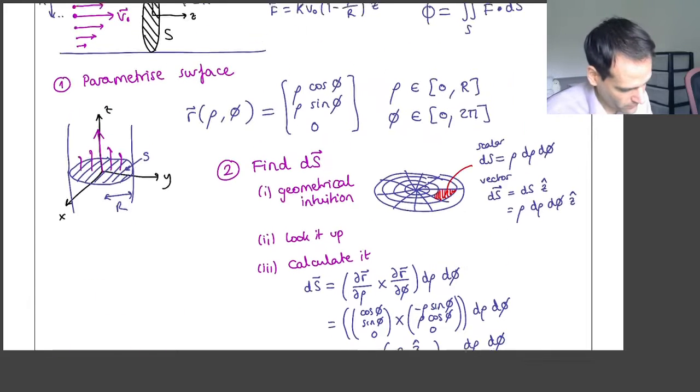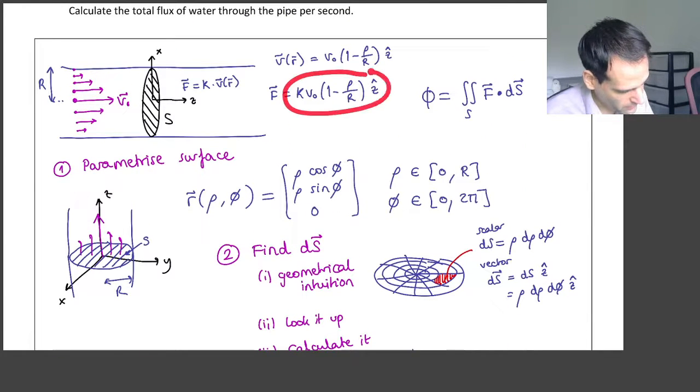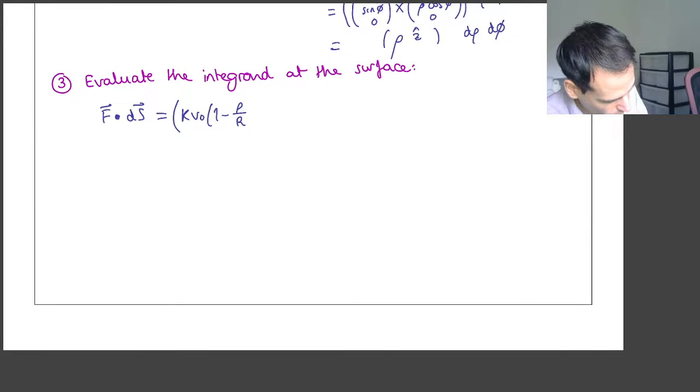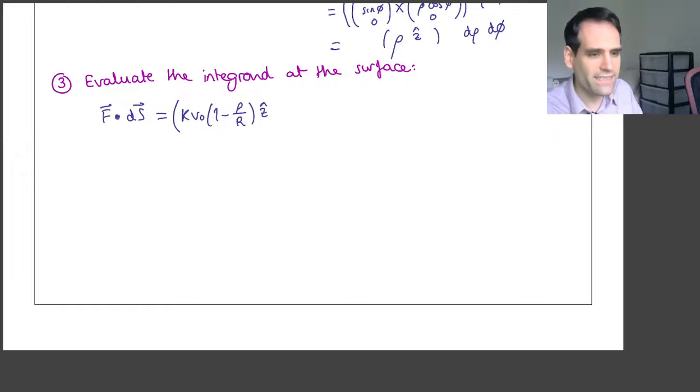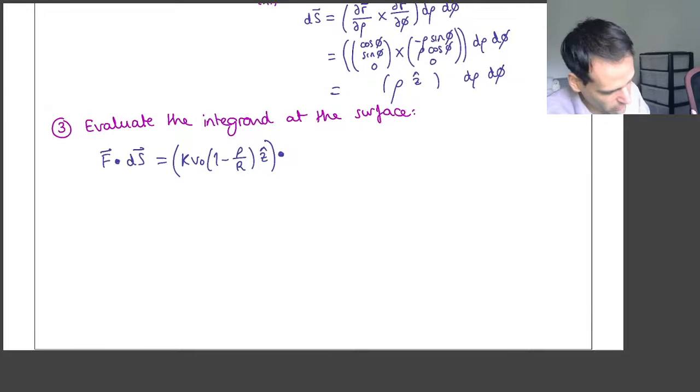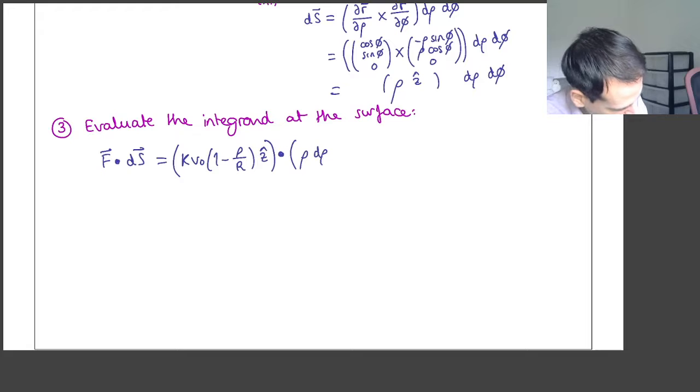What is f? F is this function here, k v0 times 1 minus rho over r, z hat. Don't forget that f is a vector, please don't forget it. Dot ds, and ds is also a vector. And what is ds? ds is rho d rho d phi z hat.